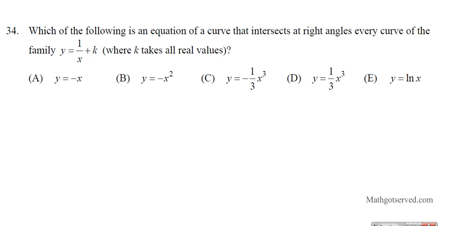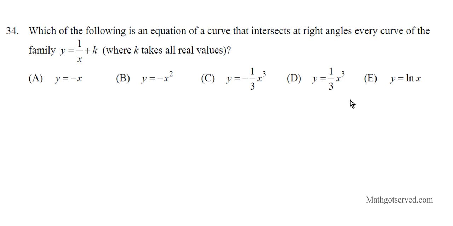All right, so for 34, it says, which of the following is an equation of a curve that intersects at right angles every curve of the family y equals 1 over x plus k, where k takes all real values. So you have to just remember the condition of orthogonality or perpendicularity. If two lines are perpendicular, then their slopes are going to be inverses. The slope of one will be the negative reciprocal of the other.